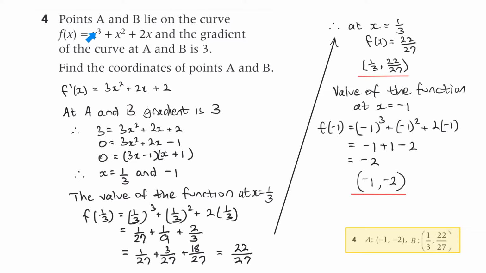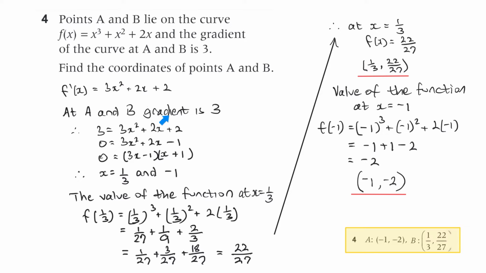3 down to the front. That's 3 minus 1 is 2. 2 to the front, 2 minus 1 is 1. And that one is 1. So 1 times 2 is 2. X to 1 minus 1 is x to the power of 0, which is 1. So that's our derivative of this function.